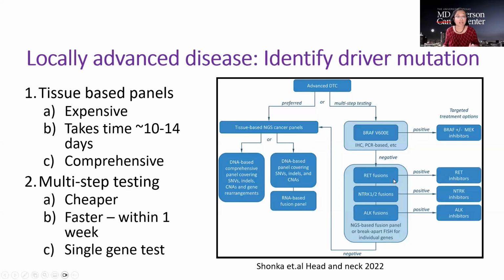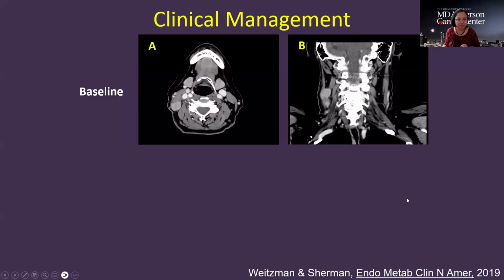Then we look at what next it could be. Could it be a RET fusion or could it be NTRK? Depending on what the result comes back, we treat it with the drug. Now, you might have seen there was a RAS mutation, which was the other one we mentioned earlier. Unfortunately, we don't have a RAS drug or a drug targeting that just yet for thyroid cancer.